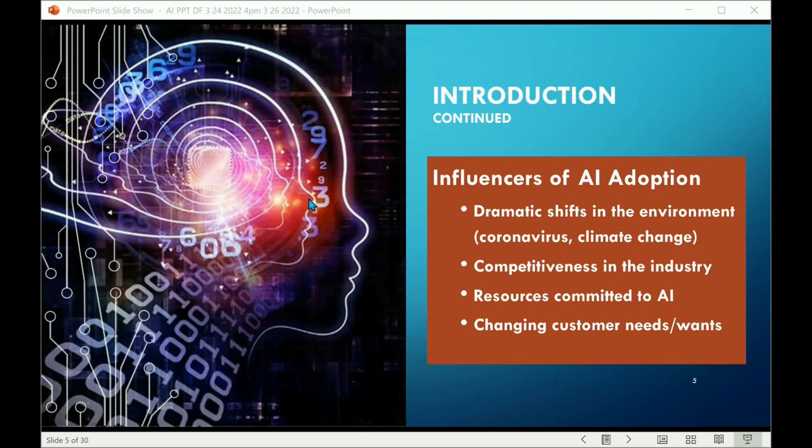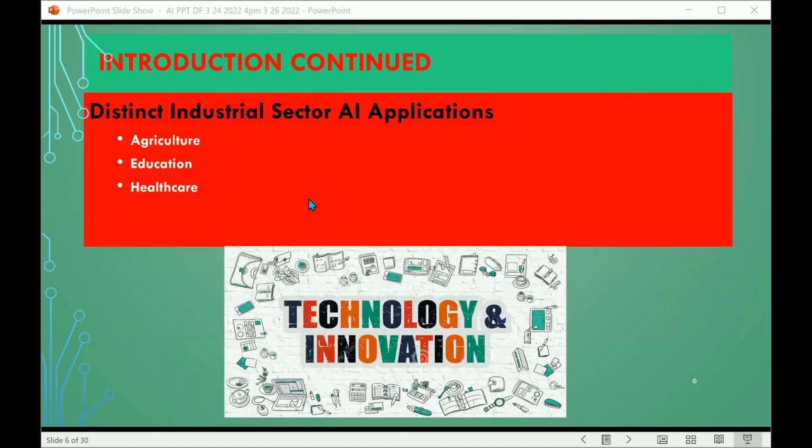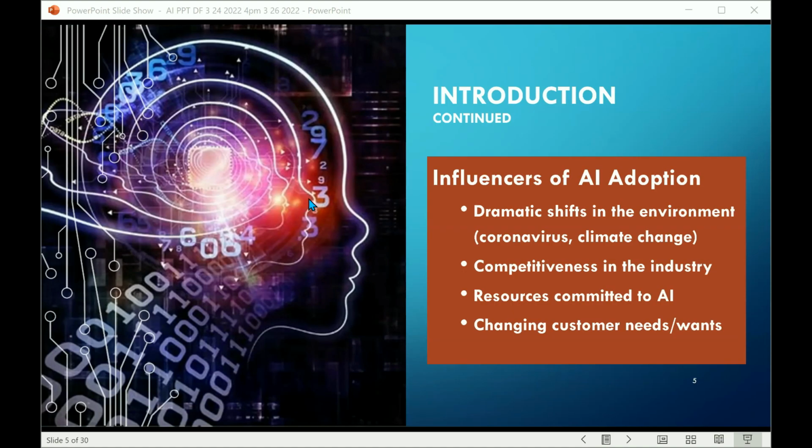So influencers of AI adoptions are dramatic shifts in our environment, like coronavirus, we just had that, or we're still having it. Climate change, which is a big issue in some areas. Competitiveness in the industry creates a lot. Resources committed to AI, and that's important to improve where they're at. Changing customer needs and wants.